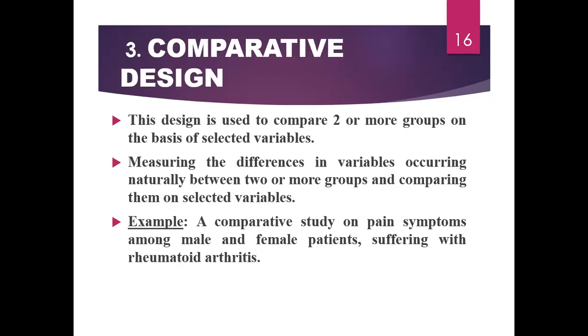Number three, comparative design. So this design is used to compare, as the name suggests, a comparison between two or more groups on the basis of selected variables. So measuring the differences in variables occurring naturally between two or more groups and then comparing them on selected variables. So it will take care of measuring the differences in depth. For example, if you take the same example, a comparative study on pain symptoms among male and female patients suffering with rheumatoid arthritis. That can also be done among rural and urban areas. So comparative design.